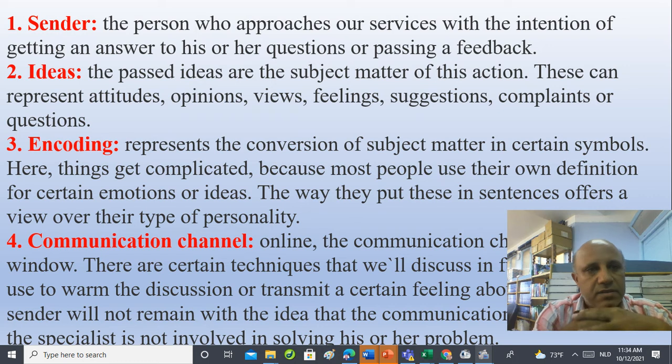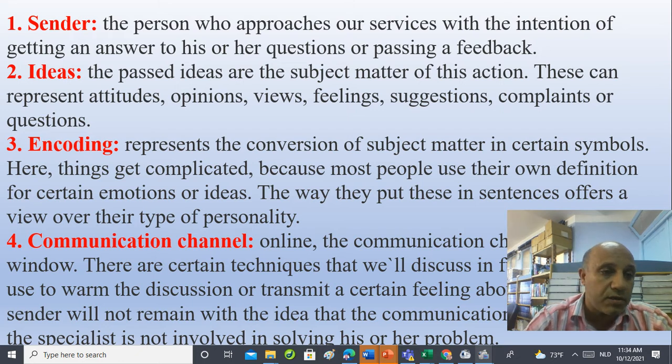As an example, the sender is the person who approaches our services with the intention of getting an answer to his or her questions or passing feedback. The ideas are the subject matter of this action. These can represent attitudes, opinions, views, feelings, suggestions, complaints, or questions.